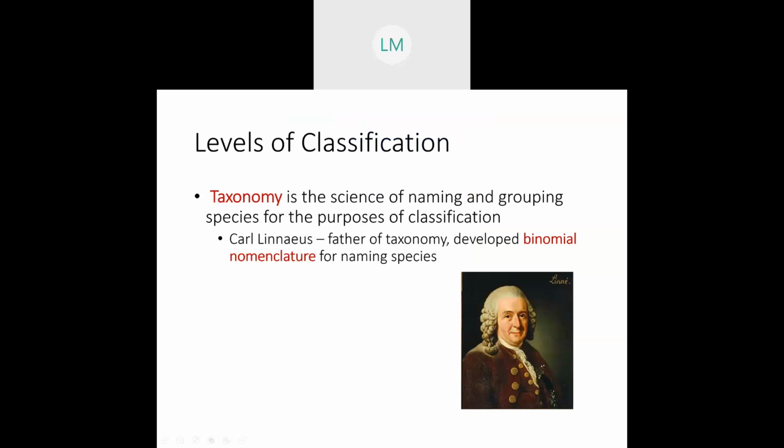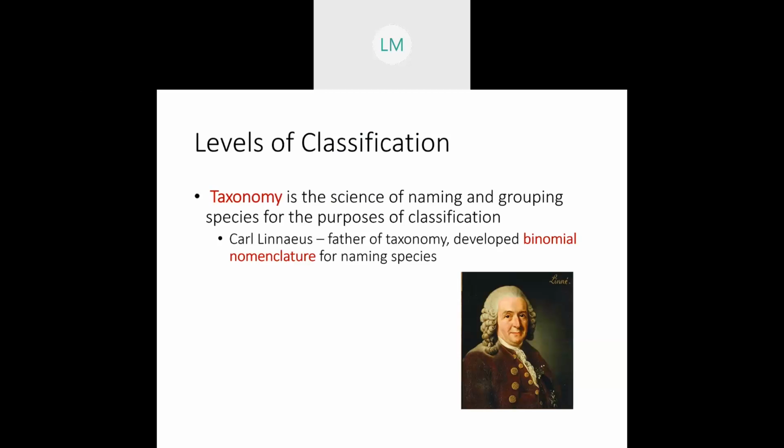Okay, so before we jump in, this is a little bit of a reminder of things we talked about back in chapter 1. It feels like forever ago, but I just want to refresh some people's memories. When we talk about the levels of classification, when we name things and group things, this is taxonomy, the science of taxonomy. The father of taxonomy is Carl Linnaeus, and he's the one who developed the way that we name species. We as humans just have this need to organize and name and classify things, and so that's a whole branch of science called taxonomy.